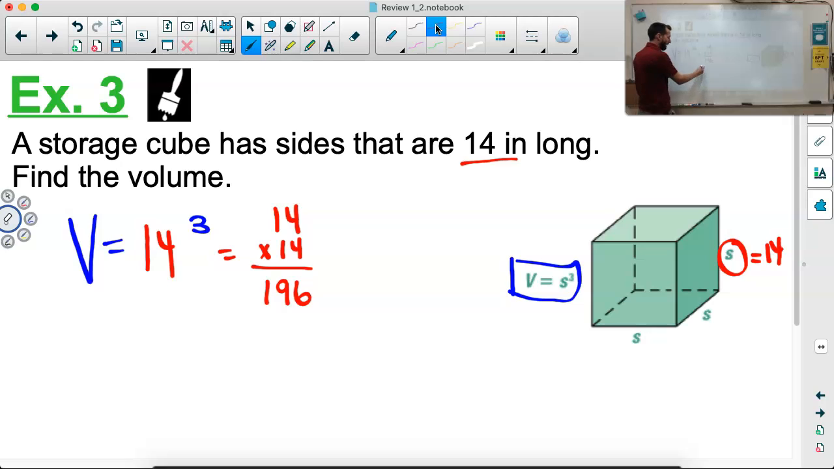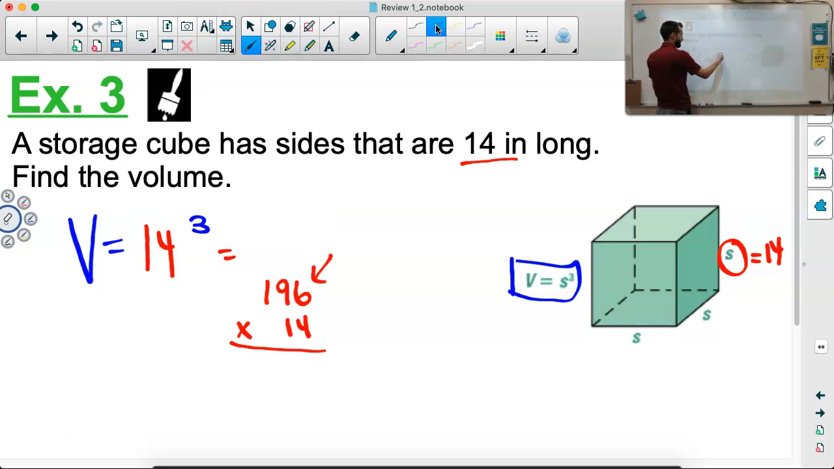You could have done this, but I'm going to do it like old school multiplication, where I have to carry and borrow and so on and so forth. So this right here, I just want to put off to the side, is 14 times 14. Because we have to do it 3 times, right? 14 times 14 times 14. So I did 14 times 14, and I'm going to do it one more time.